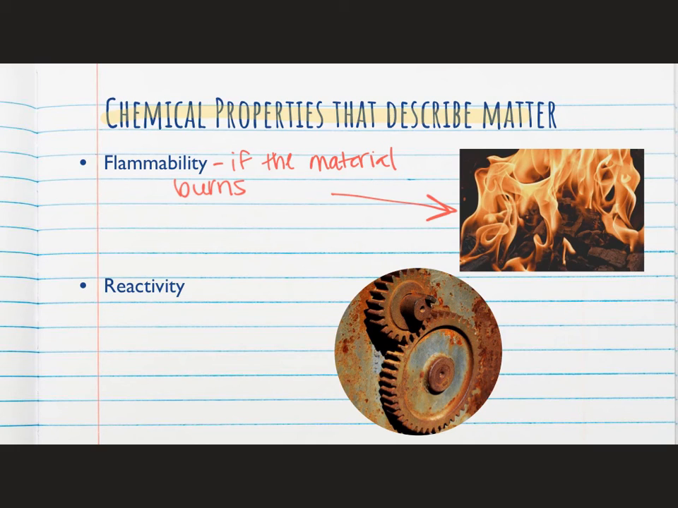So that's why it's a chemical property because it's totally changed the substance that it is after it burns. Another chemical property is reactivity. So this is basically just the ability of the matter to combine with other substances. So can it combine chemically with other substances?